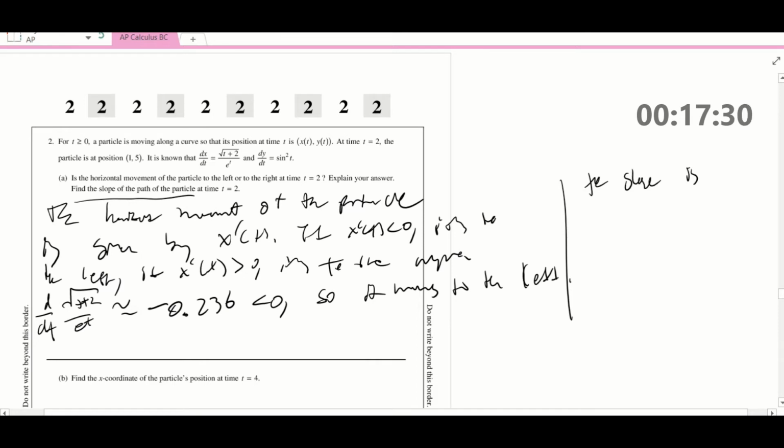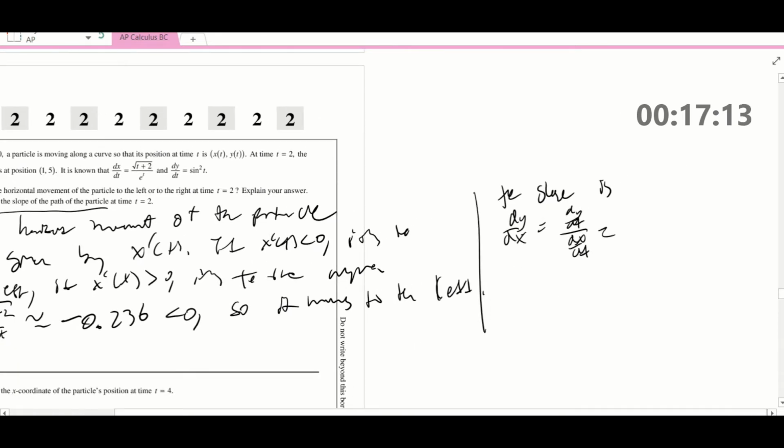The slope is just dy over dx, which is equal to dy over dt divided by dx over dt. Now we can plug this into the calculator again. I think they want you to actually write out the values here. So dy over dt, sine squared t, divided by dx over dt, the square root of t plus 2 over e to the power of t, when t equals 2, which is approximately equal to, well, let's calculate the top first.